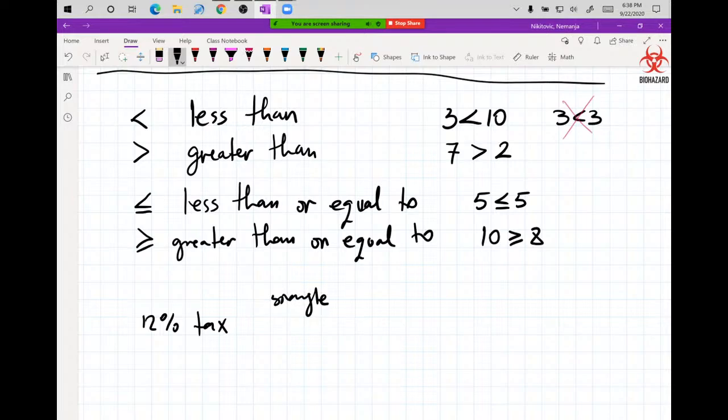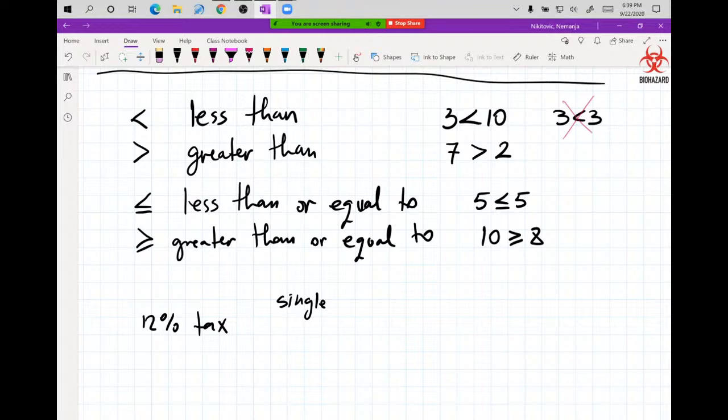Mr. Nemanja, I have a question. How is 10 greater than or equal to 8? 10 is bigger than 8, right? If you have 10 apples, I know it's bigger than 8, but how is it equal to 8? It's not equal. There is the "or" in between. So pick one of them. The only way to make this wrong is to say 5 is greater than or equal to 9. That's wrong. So greater than or equal to, you pick one of them.